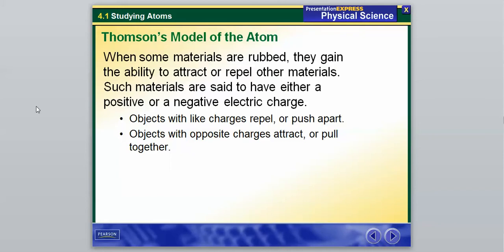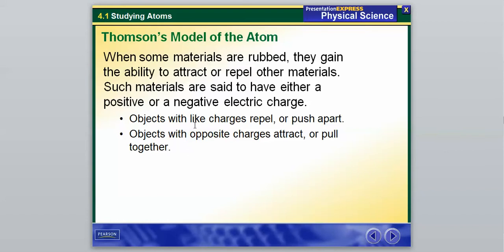So the reason why Thomson came in is one of the first things he noticed is that when some materials are rubbed, they gain the ability to attract or repel other materials. Such materials are said to have either a positive or a negative electric charge. So I would write this down, that the ability to attract or repel other materials is because they have a positive or negative electric charge. So that's the reason why you either attract or you repel.